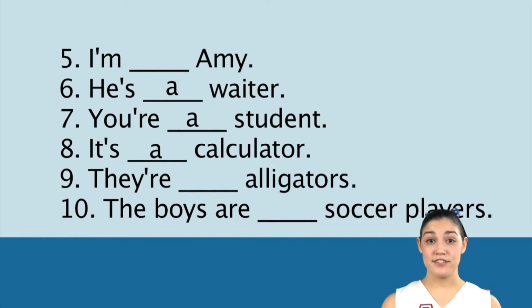The last two sentences are plural. There is more than one alligator and soccer player. Now you see that only single people, places, and things need a. Also, names do not need a.